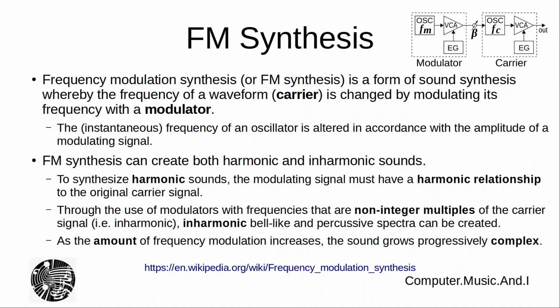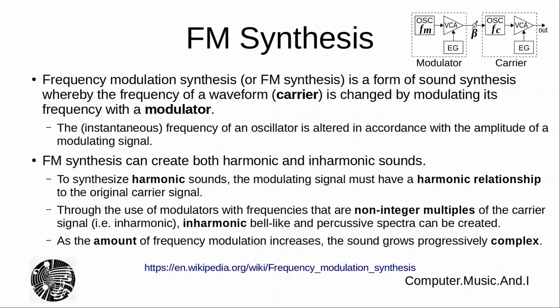When we have non-integer multiples of the carrier, we get inharmonic sounds, and they quite often sound like bells or percussives. So we can generate both things, more harmonic or more inharmonic sounds. Even though we are only using two sine oscillators, the amount of the frequency modulation controls the complexity of the sound that is generated. So we can create really complex sounds with only these two operators.